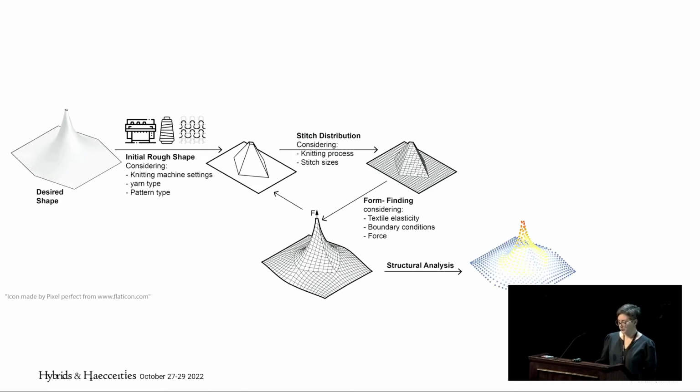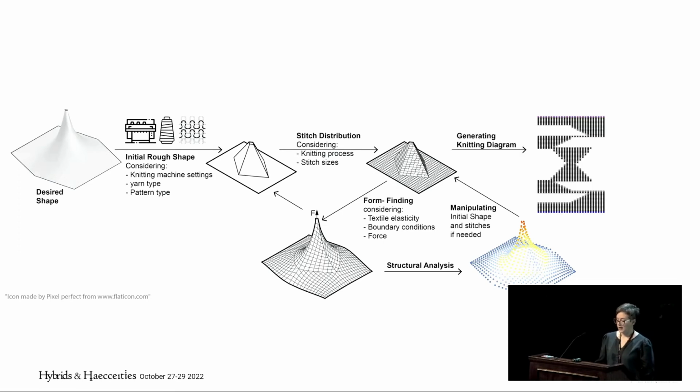After the form-finding process, one can run structural analysis to study the behavior of the needed textile. And based on these results, go back to the initial shape and manipulate it. After finalizing the initial shape, the knitting diagrams will be generated and sent to the knitting machine to be knitted. Before finalizing the initial shape, at two stages, the initial shape can be manipulated, actually.